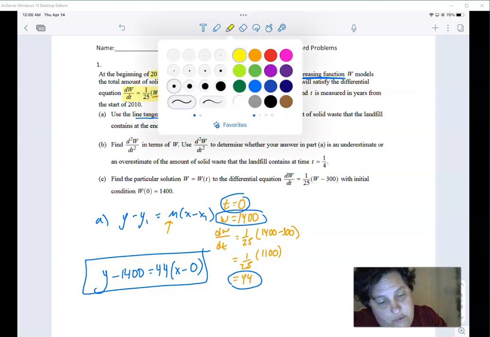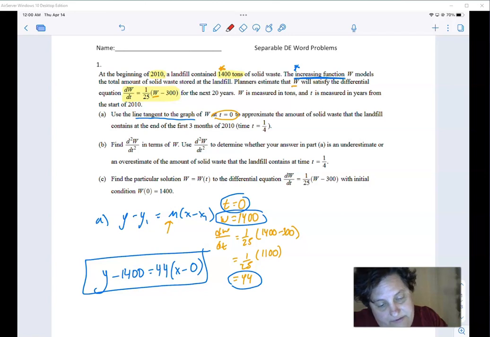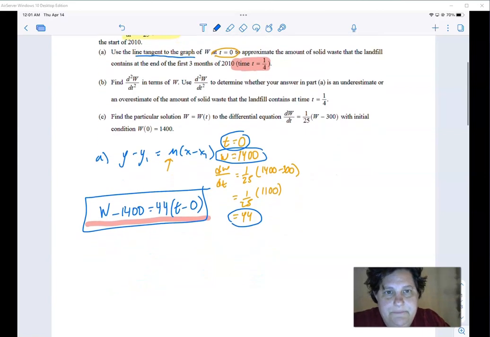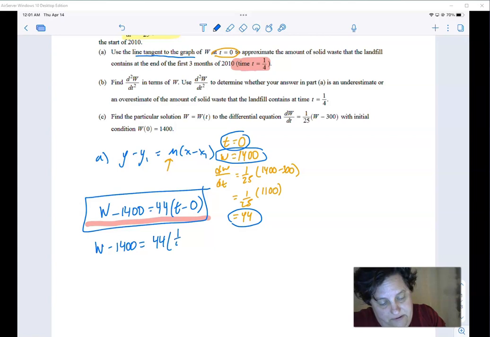Use the tangent line to approximate the amount of waste that the landfill contains at the end of the first 3 months, time t equals 1/4. So it wants me to use this to approximate t equals 1/4. Oh, and by the way, instead of y and x, I probably should have put w and t. That's not something they're going to dock you for, but here we go. At time t is 1/4. W minus 1,400 equals 44 times (1/4 minus 0). So 1/4 of 44, that's 11. And if I add 1,400 to both sides, that's 1,411.